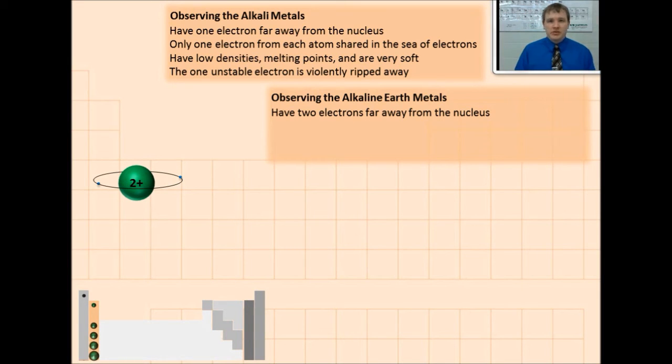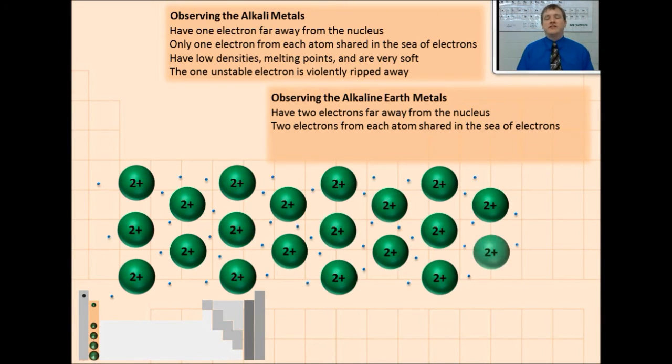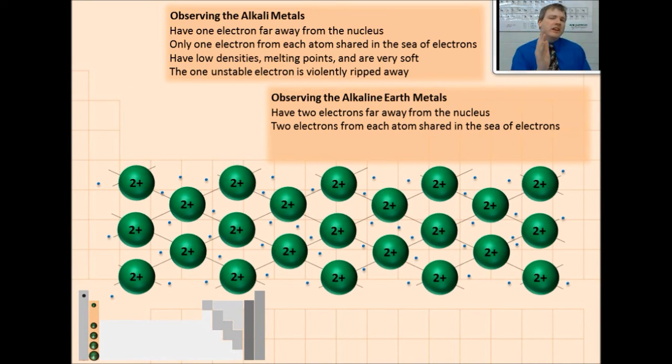Because each atom has 2 electrons far away from the nucleus, each atom contributes 2 electrons to the sea of electrons. More electrons in the sea makes this a much more solid substance. We're going to find that the alkaline earth metals have higher densities, they have higher melting points, they're more difficult to separate the atoms from each other, and they are harder. You're not going to be able to cut them with a butter knife. They're going to be much more solid.